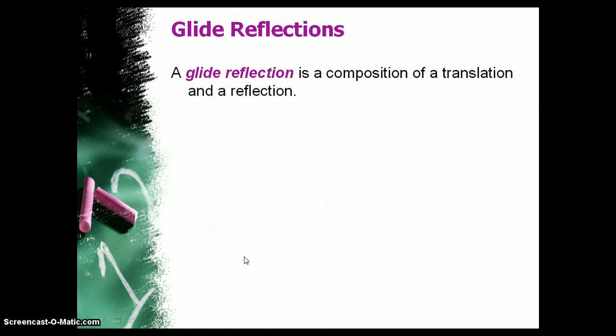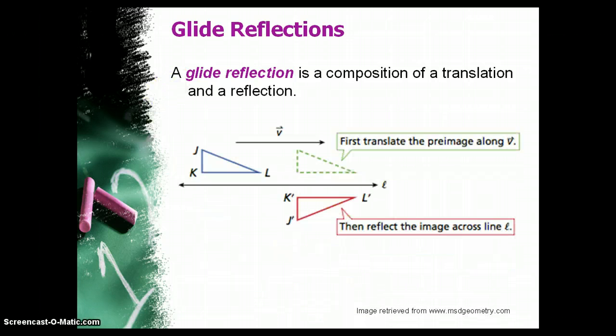What is a glide reflection? Well, a glide reflection is a composition, or a combination, of a translation and a reflection. So if we take a look at this picture here, triangle JKL is translated to the right along vector V, and then it is reflected over line L, giving us our new image of K prime, J prime, L prime.